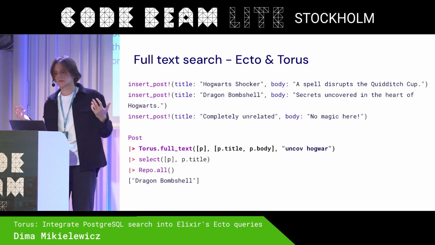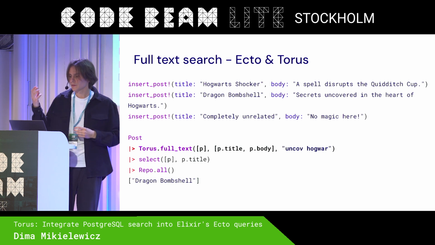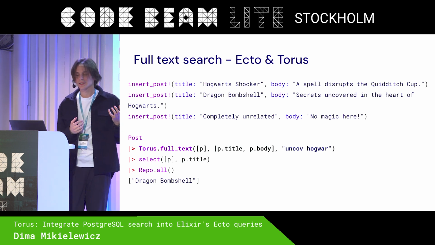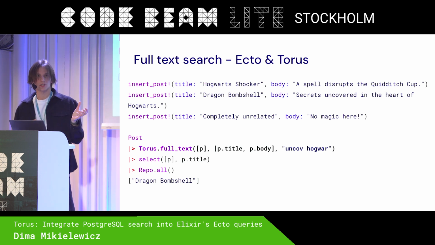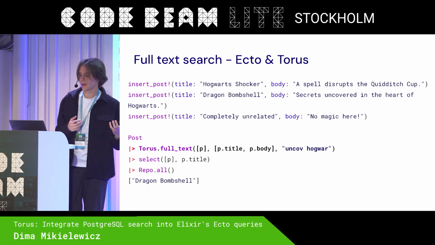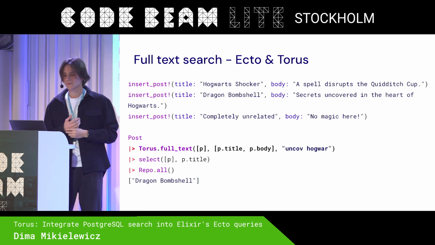But you probably want to store these vectors in your database. And in regards to Torus, you can also do that in a single line of code. You could say Torus full text, provide columns you want to search in. In this example, you'll provide post title and post body. You provide a term, and by default, Torus prefix searches the vectors.